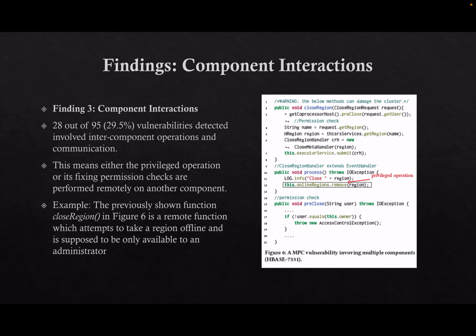So in this example, an API closeRegion wraps the request as a CloseMetaHandler event in line 6 and submits it at line 7. The event is then dispatched to its corresponding handler, that is CloseRegionHandler.process, where the privileged operation at line 12 is invoked to remove regions from the system. Hence, the event sending call at line 7 is eventually handled by its corresponding event handler. To preserve such semantics, we need to link the event sending call to its corresponding handler.